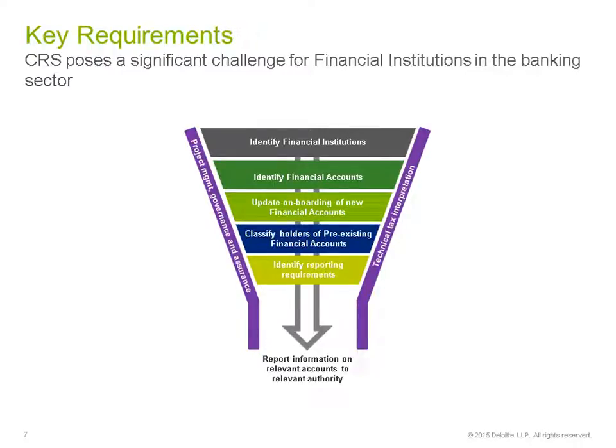What we've really tried to set out on this slide is breaking down the requirements into a number of key elements. Firstly, identifying whether you're in scope as a financial institution. Secondly, identifying what financial accounts you hold. Then looking at the onboarding requirements for the holders of those financial accounts. Fourthly, looking at your pre-existing population, those customers that you already have on your book before the 1 January go live date. And finally, the reporting requirements.